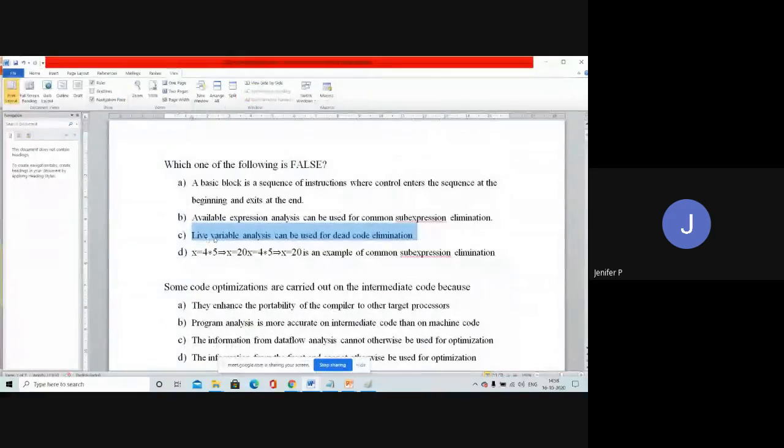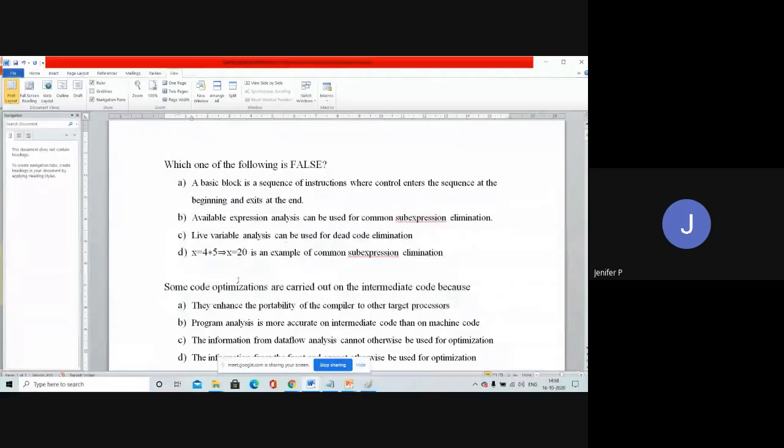Third one also, live variable analysis can be used for dead code elimination. And then the last one, x is equal to 4 into 5, that implies x is equal to 20, is an example for common sub-expression elimination. This is actually x is equal to 4 into 5. Repeat x is equal to 4 into 5. That can be replaced by x is equal to 20.